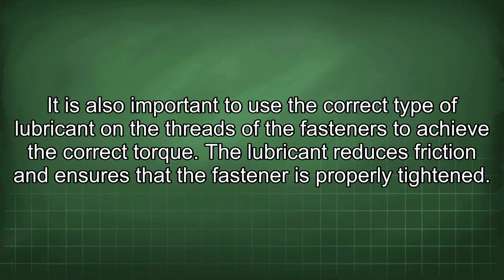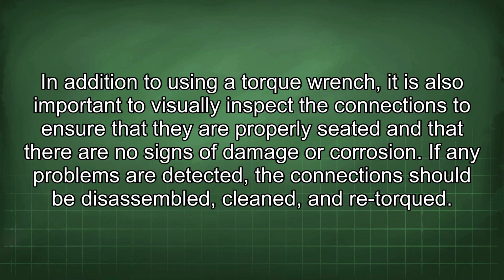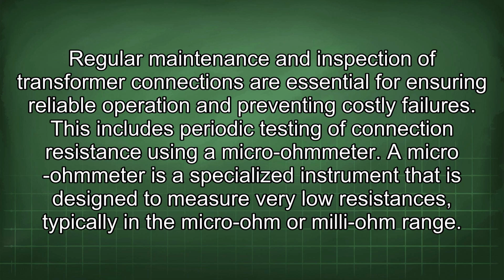It is also important to use the correct type of lubricant in the threads of the fasteners to achieve the correct torque. The lubricant reduces friction and ensures that the fastener is properly tightened. In addition to using a torque wrench, it is also important to visually inspect the connections to ensure that they are properly seated and that there are no signs of damage or corrosion. If any problems are detected, the connections should be disassembled, cleaned, and retorqued. Regular maintenance and inspection of transformer connections are essential for ensuring reliable operation and preventing costly failures.